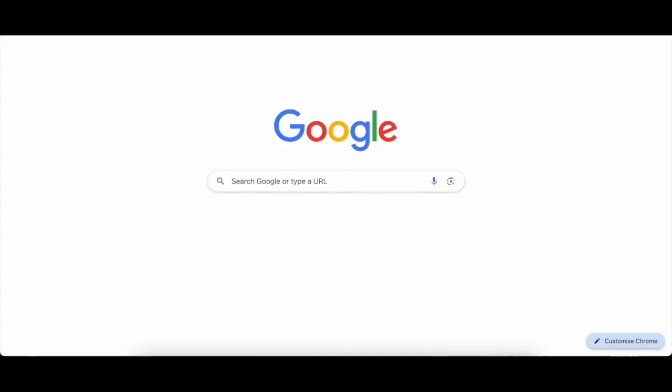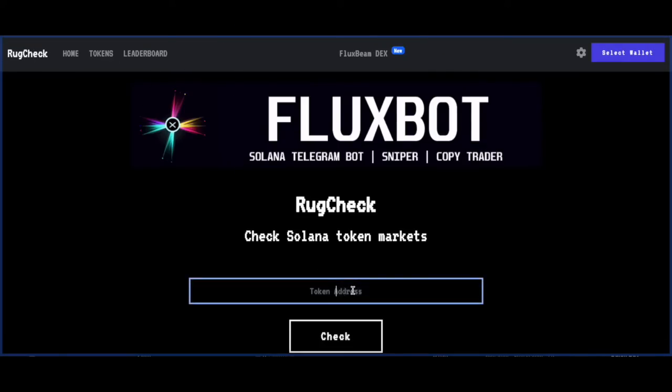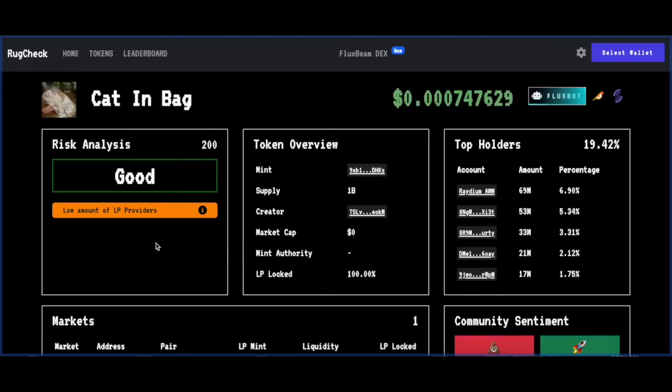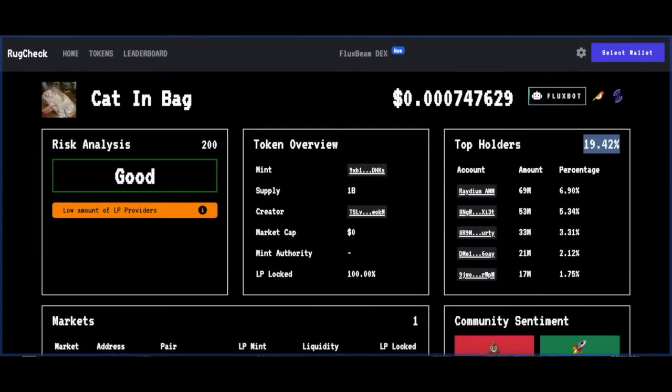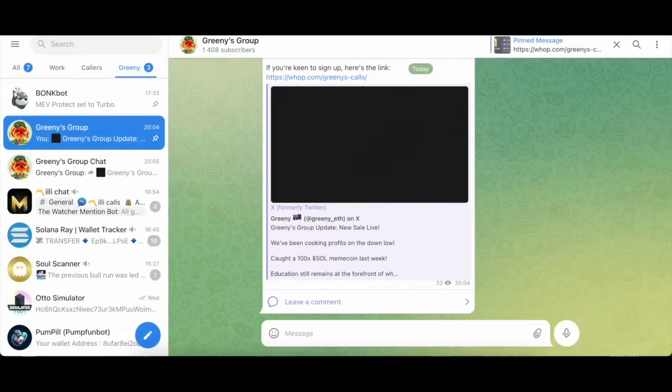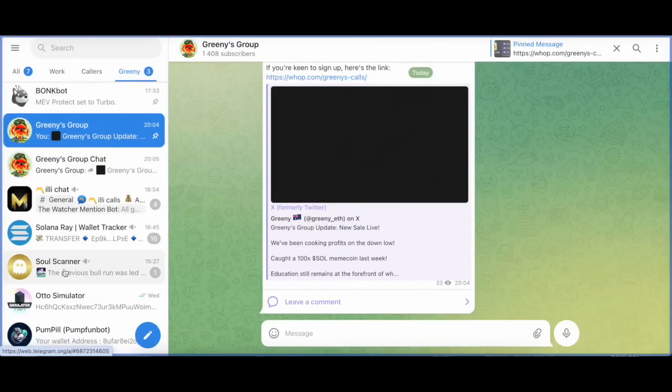I come over to the rug check, I chuck it in there. Let's have a look. So it's good. Yep, a low amount of LP, but that's okay. LP locked. Yeah, interesting. We'll dive into it. Top holders are okay. I then obviously come over to my Telegram and I use Soul Scanner.